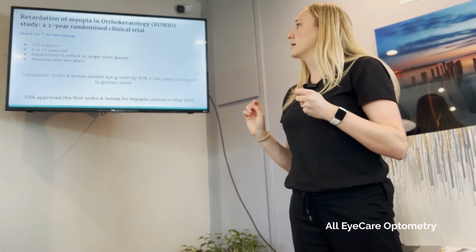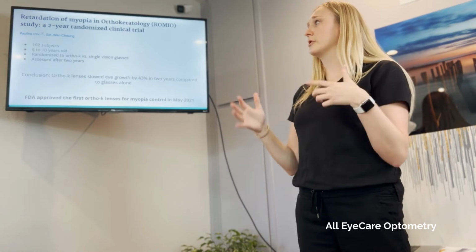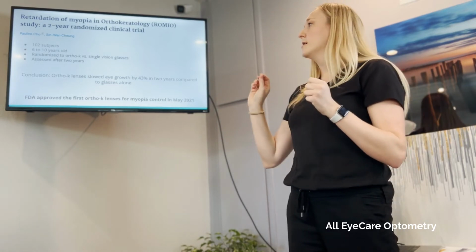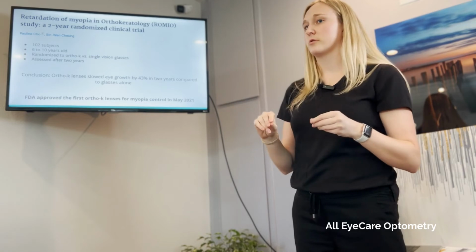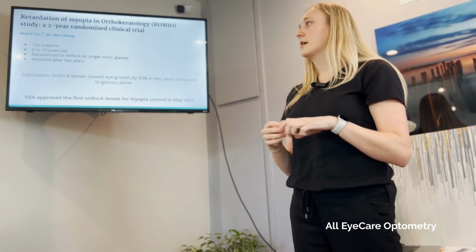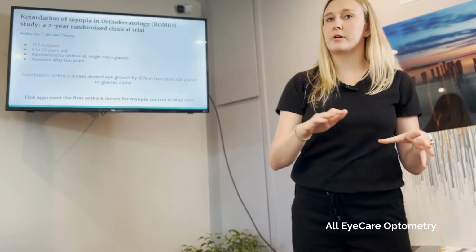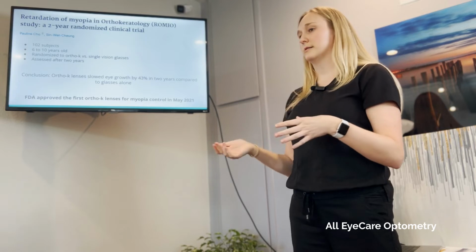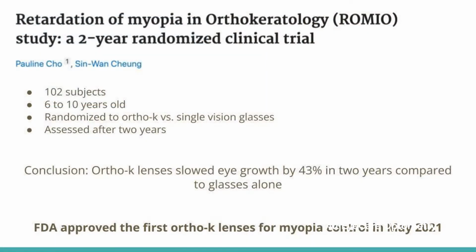Okay, so here is a study. This was one of the earlier ortho-K studies that was landmark in terms of starting to use ortho-K for myopia control. It utilized 102 children aged 6 to 10, and some of them were put in ortho-K, some of them were put in glasses, and then over the course of 2 years, they assessed how the eye was growing. And ultimately, from this study, they concluded that ortho-K slowed eye growth by 43%. So again, we're not stopping it completely, but we're seeing slowing.